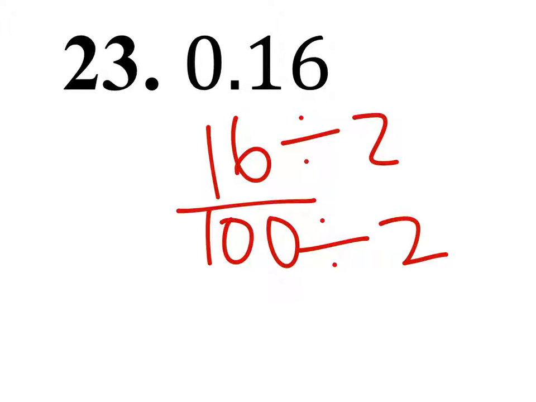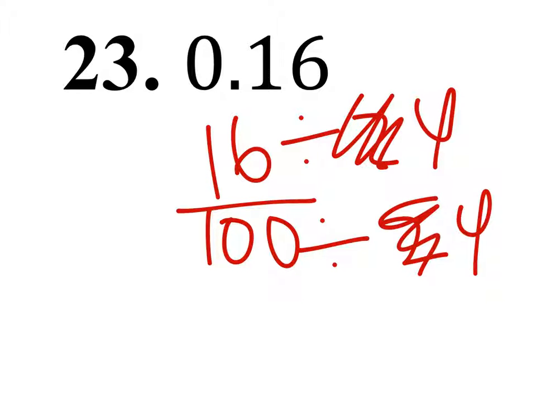100 can't be divided by 4. It can. How many quarters does it take to make a dollar? She could have divided by 2 though. Yeah, she could have. Okay, so 16 divided by 4 is 4, and 100 divided by 4 is 25.